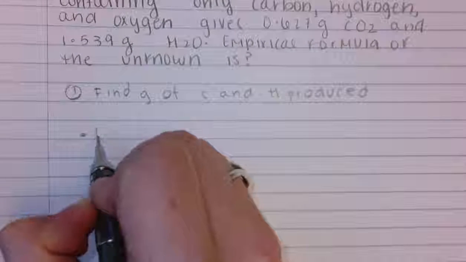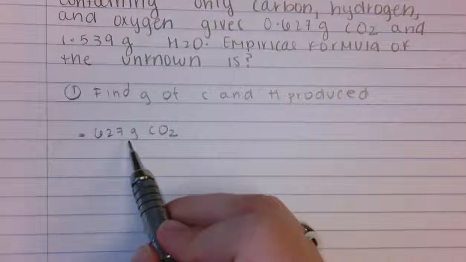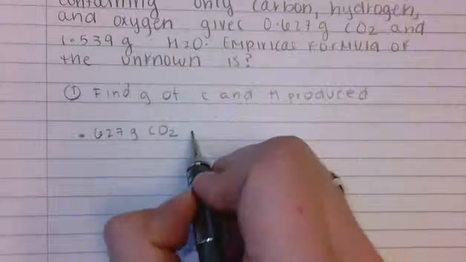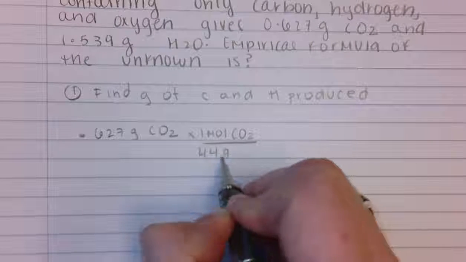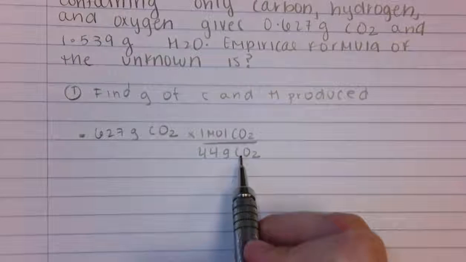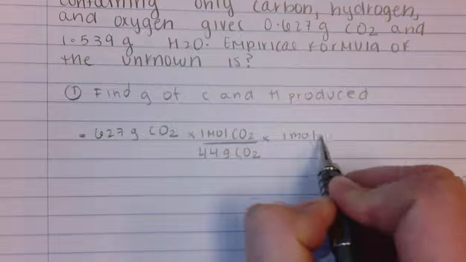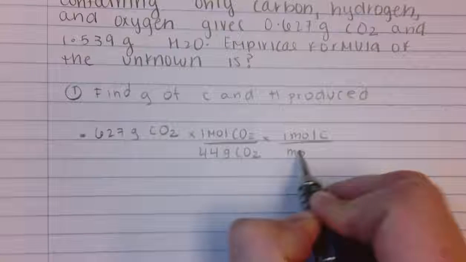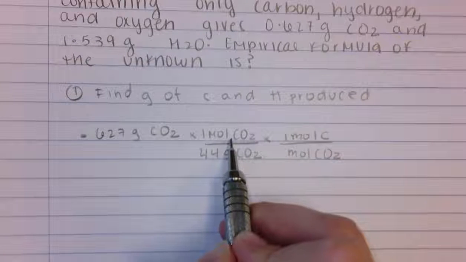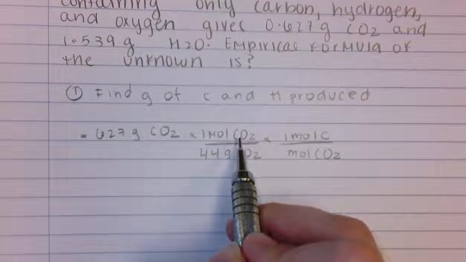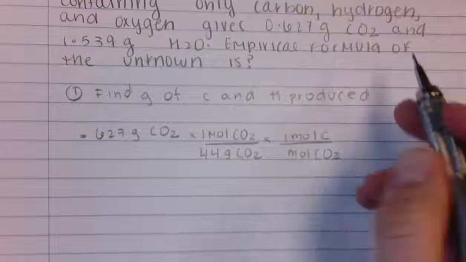So I'm going to take 0.627 grams of carbon dioxide. I'm going to convert this grams of carbon dioxide to moles just using the molar mass. And then I'm only interested in grams of carbon. So now that I have moles of carbon dioxide, I have to convert this to moles of carbon. And this is done just based on looking at this formula and saying for every one molecule of carbon dioxide, we have one carbon. And then now that I have moles of carbon, I want to convert back to grams.